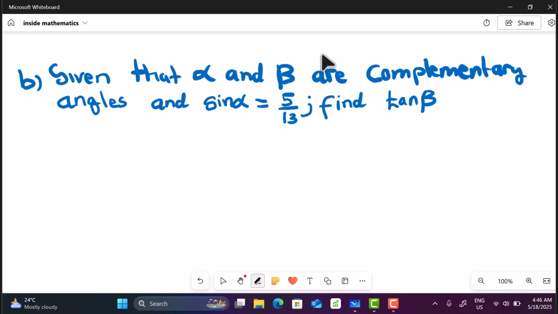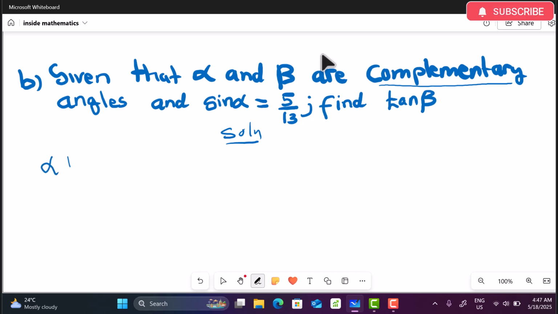Given that alpha and beta are complementary angles, then sine alpha is equal to 5 over 13. Find tan beta. When you are solving this question, it is very important to note the keyword complementary angles. And we all know that complementary angles add up to 90 degrees. So here alpha plus beta is equal to 90 degrees. And if you look into alpha only, alpha will be equal to 90 degrees minus beta.